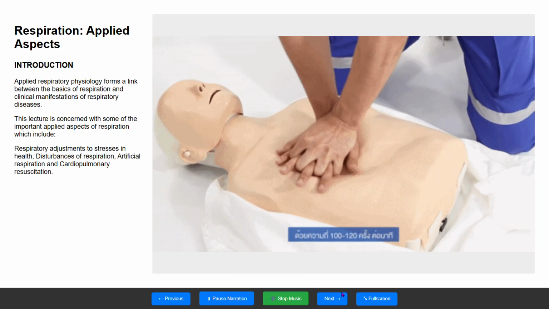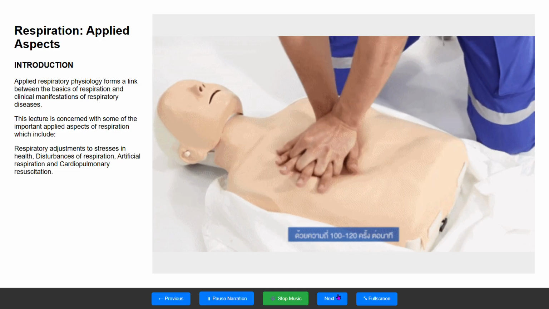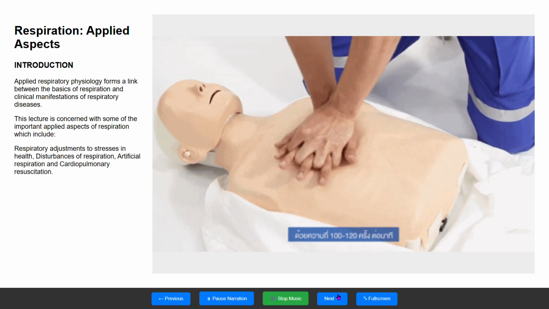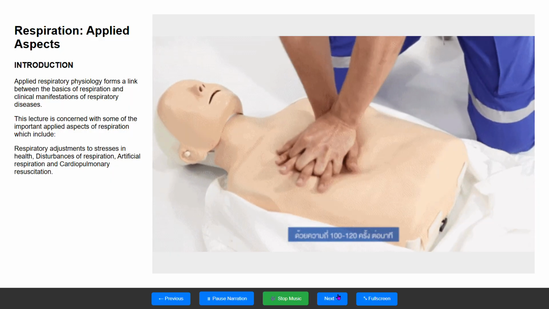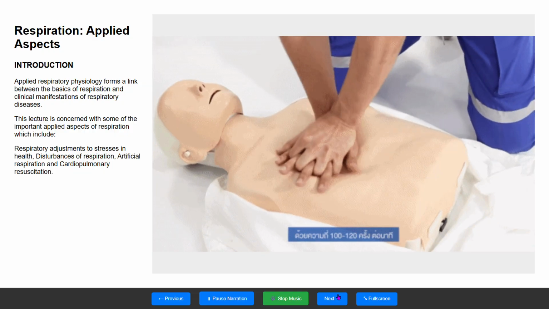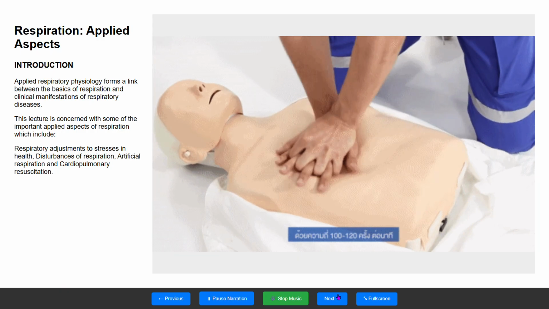Today's lecture is respiration, applied aspects. First of all, I want to mention that applied respiratory physiology forms a link between the basics of respiration and clinical manifestations of respiratory diseases. This lecture is concerned with some of the important applied aspects of respiration, which include respiratory adjustments to stresses in health, disturbances of respiration, artificial respiration, and cardiopulmonary resuscitation.